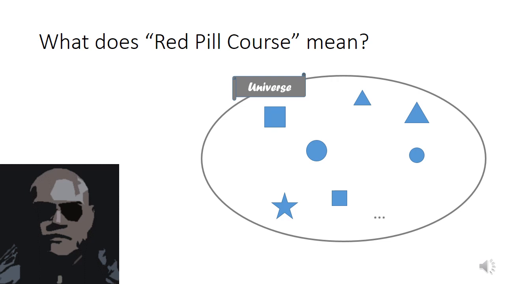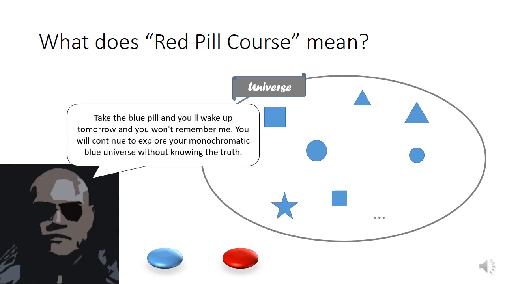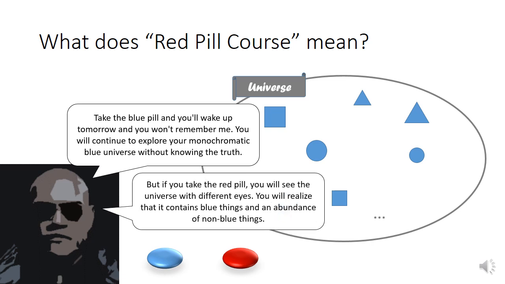He offers you a blue pill and a red pill and says, "Take the blue pill and you'll wake up tomorrow and you won't remember me. You will continue to explore your monochromatic blue universe without knowing the truth. But if you take the red pill, you will see the universe with different eyes. You will realize that it contains blue things and an abundance of non-blue things." What will you do? Well, you don't have to decide now, but at the end of this lesson 1 you have a choice.